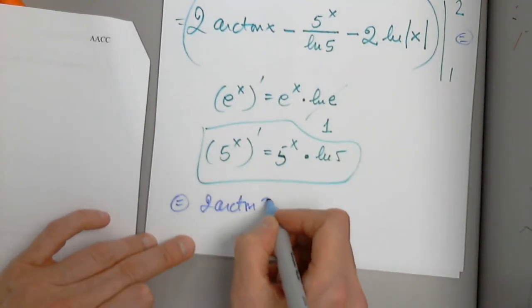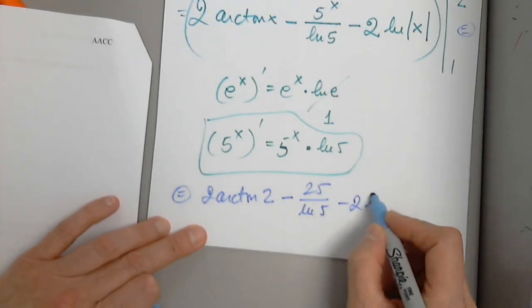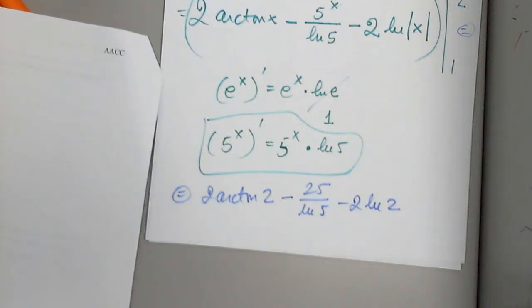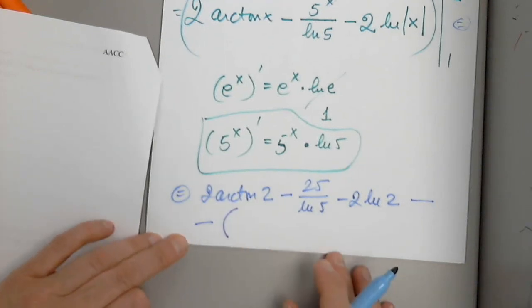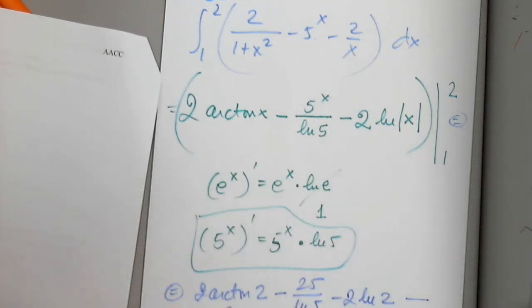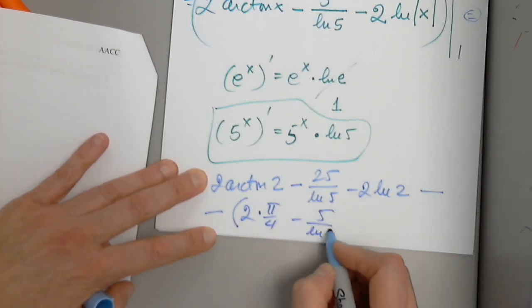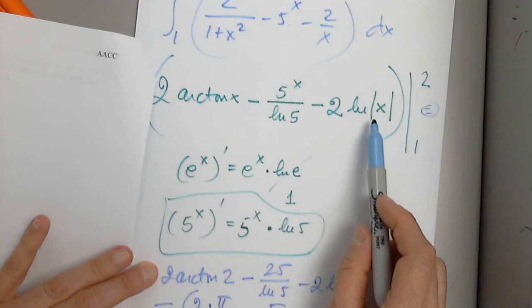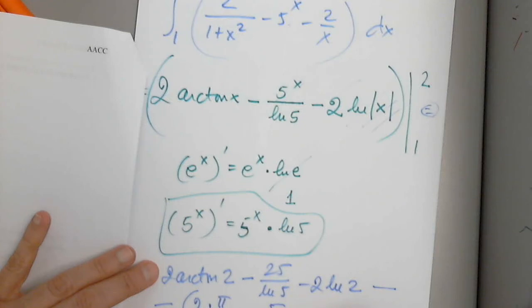2 arc tangent 2 minus 25 over natural log 5 minus 2 natural log 2. Of course, there is no need for absolute value anymore. Now minus, put in parentheses so we don't forget anything. 2, but I know what is arctangent 1. Which angle has tangent 1? Pi over 4. Excellent, pi over 4. So 2 times pi over 4 minus 5 over natural log 5. And when I plug in 1 in natural log, what will this be? 0. Excellent.